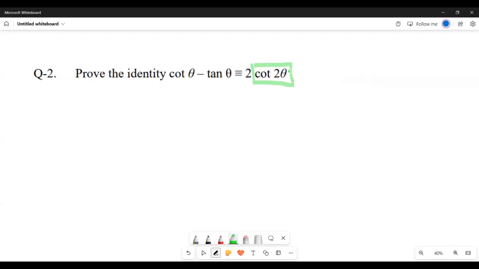However, we know that what is the reciprocal of cot? Why don't you people answer? Tan is the reciprocal of cot. So I can replace this with 2 by tan 2 theta.